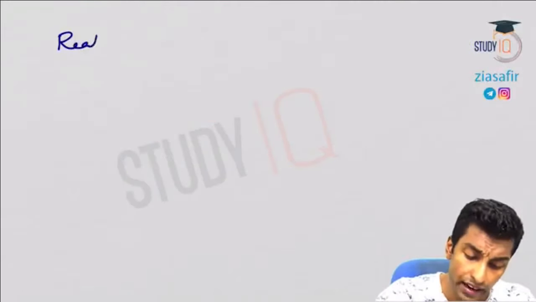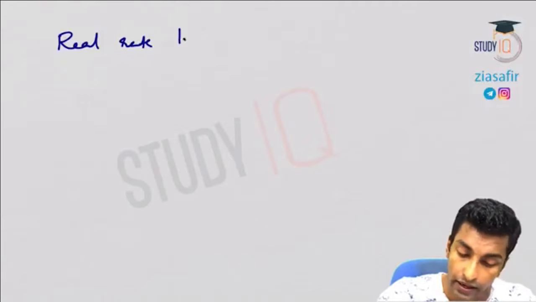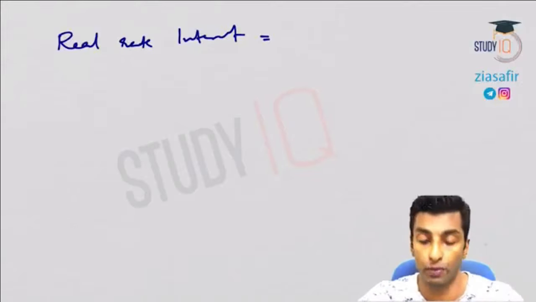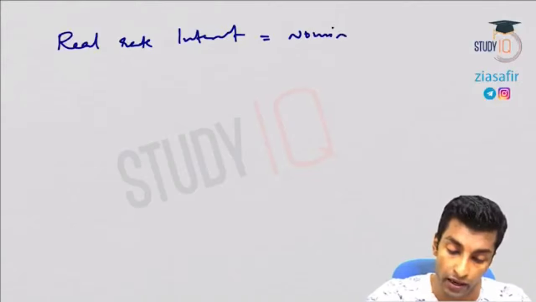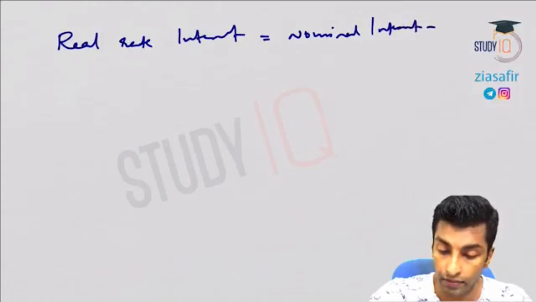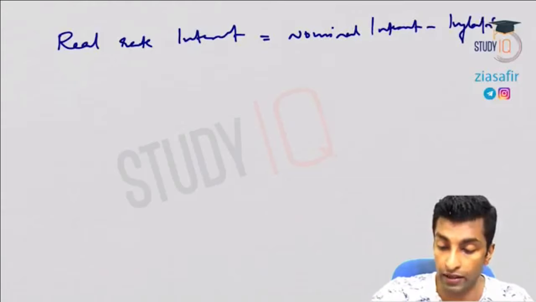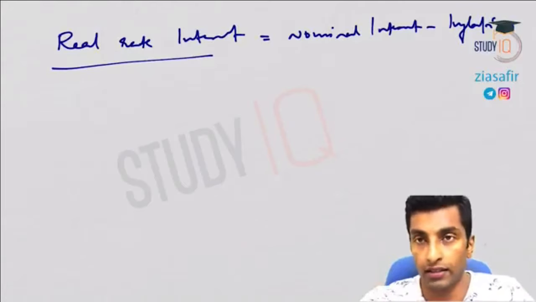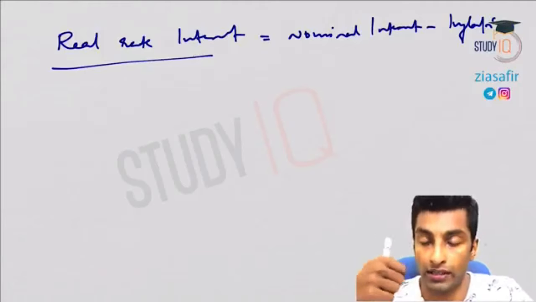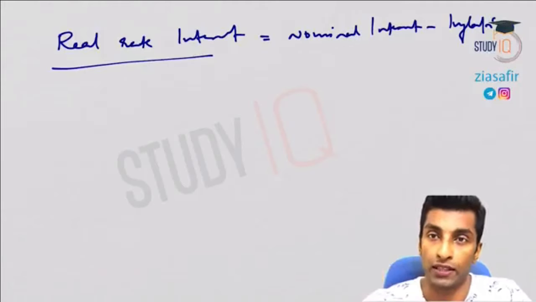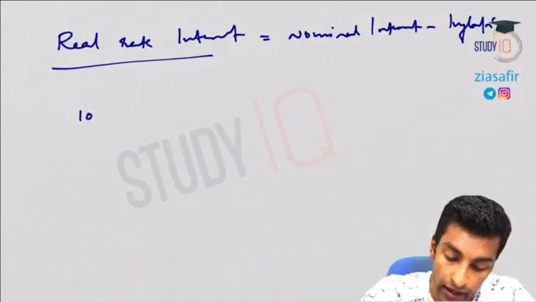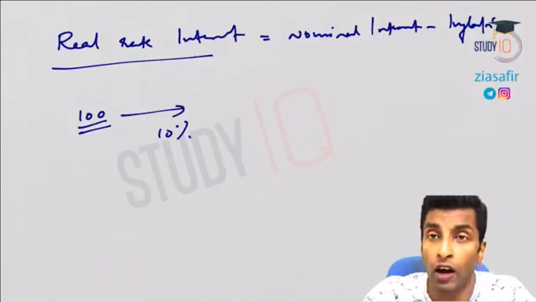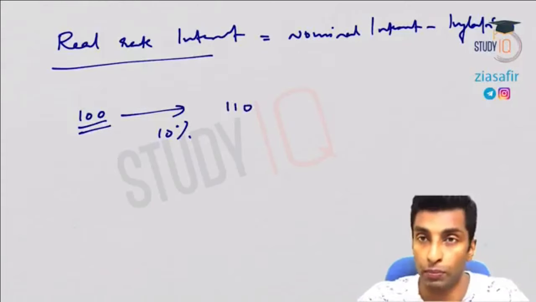So what is that real rate of interest? Real rate of interest is actually the nominal interest rate, that is the interest that you're getting or you're paying, minus inflation. That means the interest that is prevailing, that you're paying or that you are receiving, minus the impact of inflation. For example, let's say you are lending 100 rupees to someone, okay, at an interest rate of, let's say, 10%. How much you're supposed to get? 110 is what you're supposed to get.